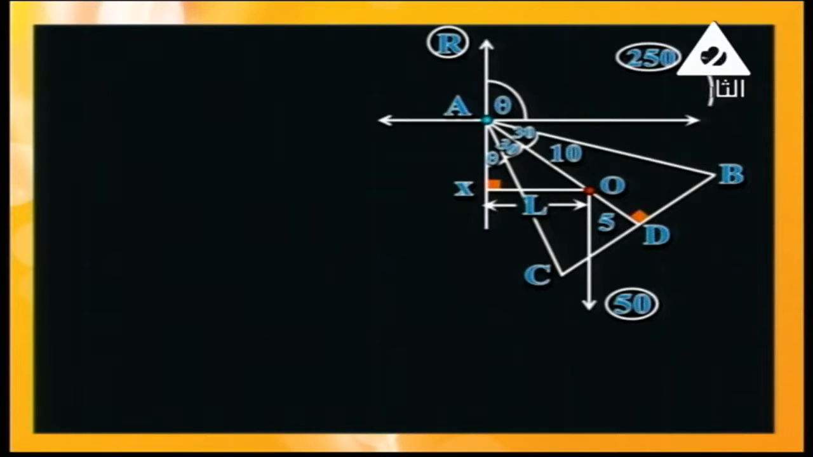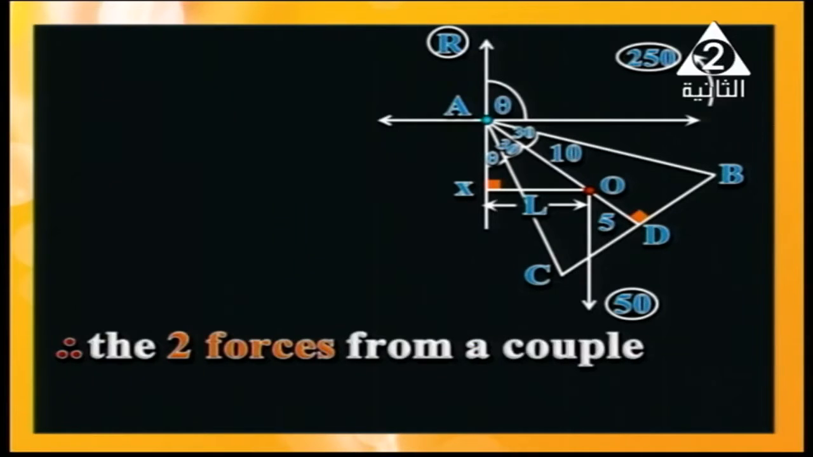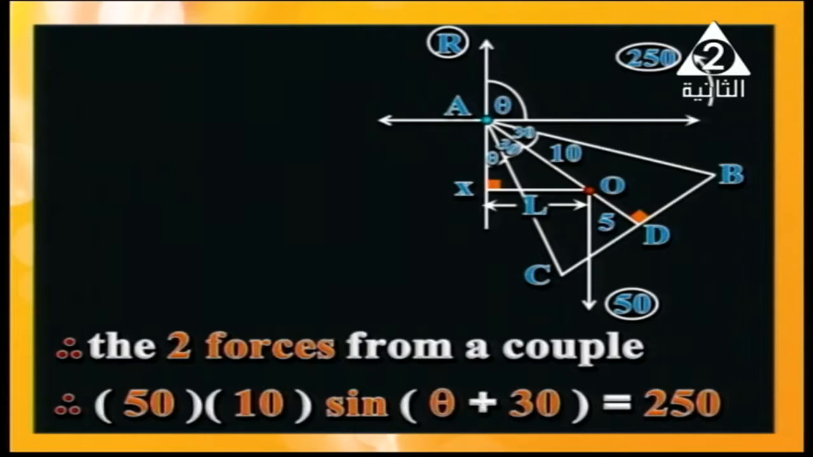My dear student, we have a couple of 250 acting anticlockwise. The two forces of the couple: 50 times 10 sine theta plus 30 equals 250. My dear student, the force F times L. What is L? L equals 10 sine theta plus 30, or AO sine theta plus 30. Therefore, my dear student, from this equation we find the value of theta.